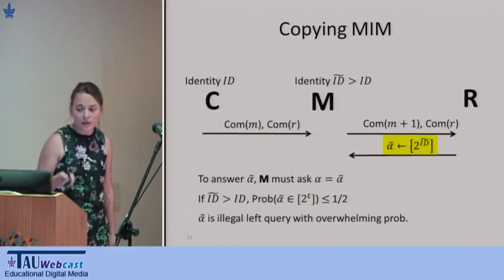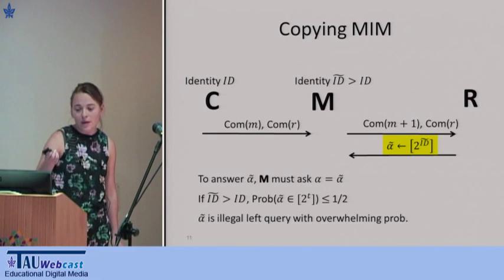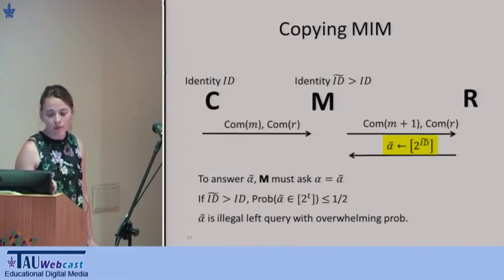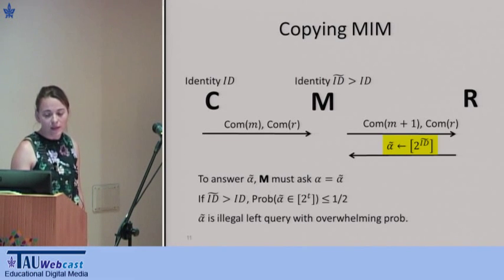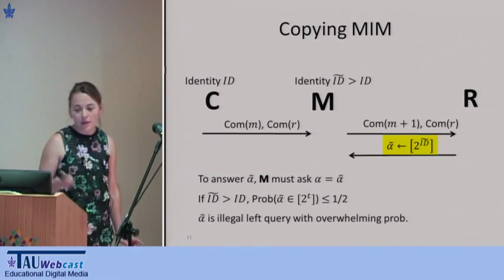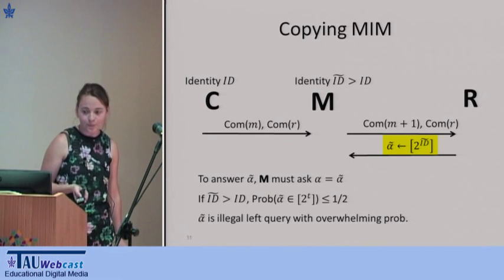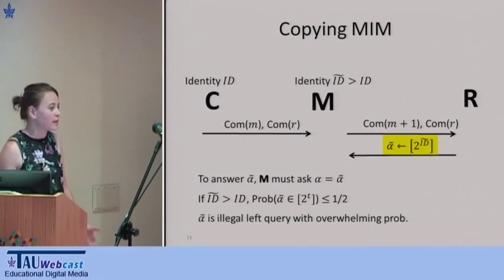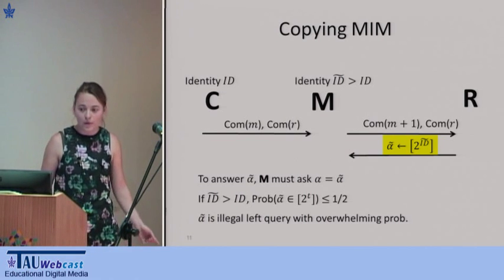So the probability that alpha tilde will match the left side is at most half. So in this case, we can see that alpha tilde will be illegal with overwhelming probability. But the problem is that ID tilde does not have to be greater than ID. So how can we do it?